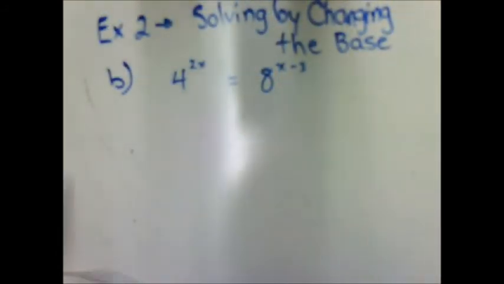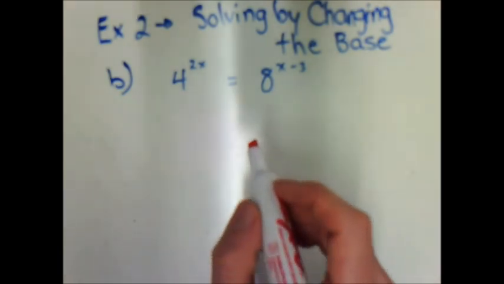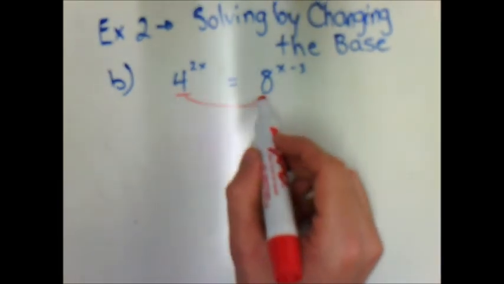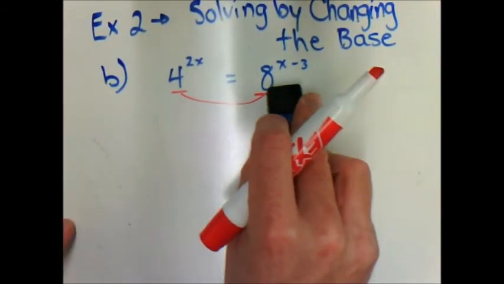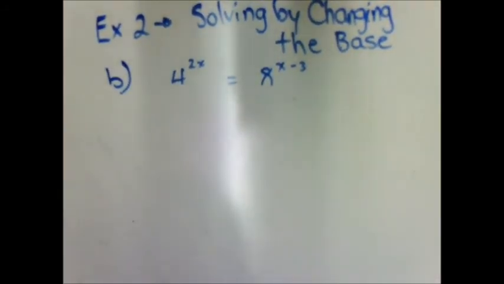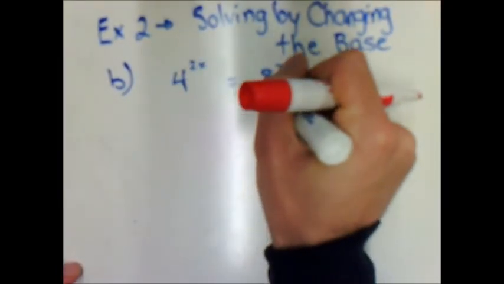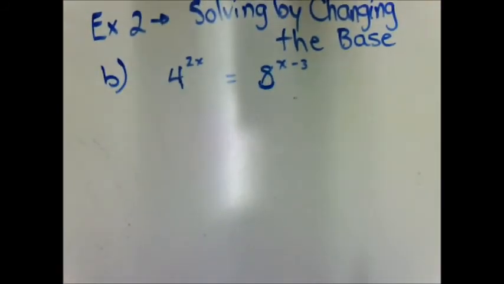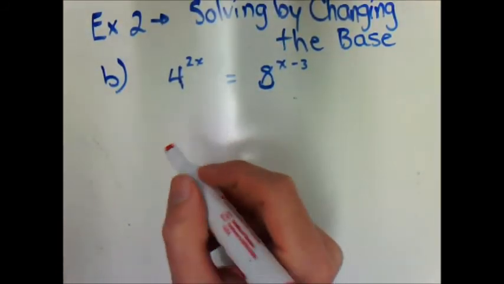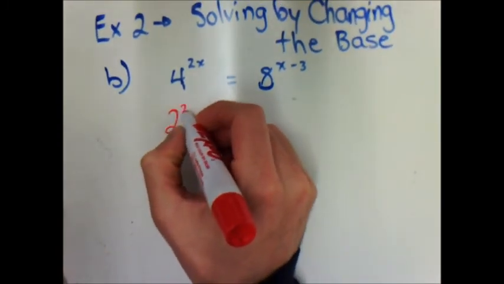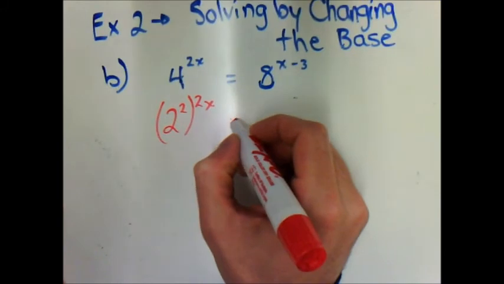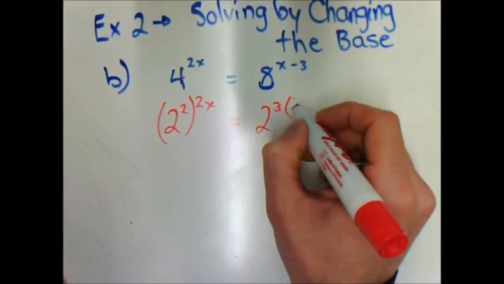B. 4 to the power of 2 times x is equal to 8 to the power of x minus 3. And again, I want to solve for x, and I'm going to solve by changing the base. Now, I can't get directly from 4 to 8 using exponents. 4 times 4 is already 16. But I do see a pattern that I can use. Both of these numbers, 4 and 8, can be expressed as a power with the base of 2. So 4 is 2 squared, and 8 is 2 to the power of 3.